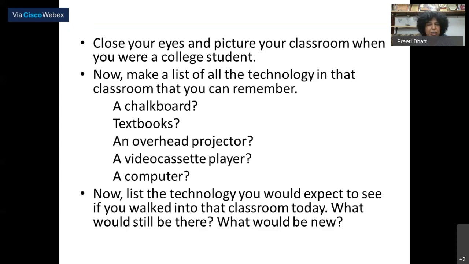Now list the technology you would expect to see if you walked into the classroom today. The modern classrooms are very different from those old time classrooms. So what technology would you expect to see now? What would still be there? What would be new? What things would have been replaced and what new things would be there? Yes, somebody is writing chalkboard. Yes, that is what we had in those old times. And nowadays we have the whiteboard, we have the smart board, and we have such a lot of technology. Yes, OHP projector, somebody is writing. So a very different scenario from what we have today. And since we have such a lot of technological aid, we can utilize it to make our class more effective and more interactive.